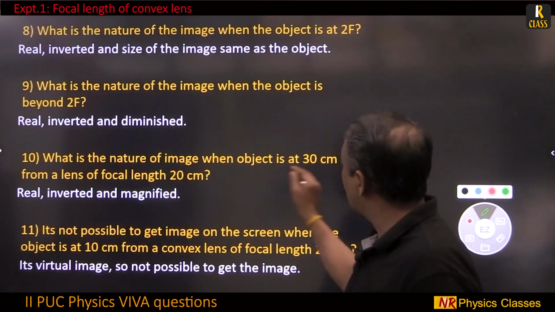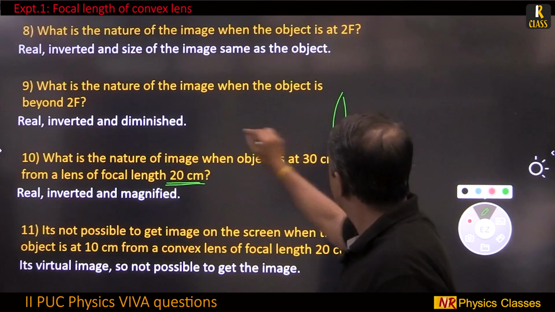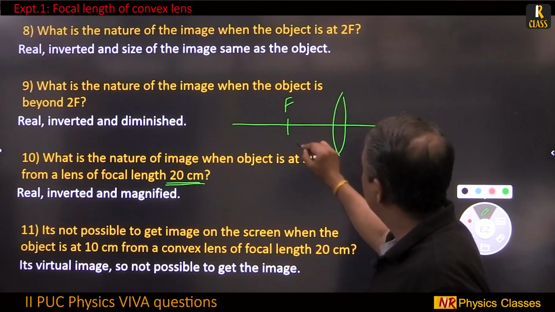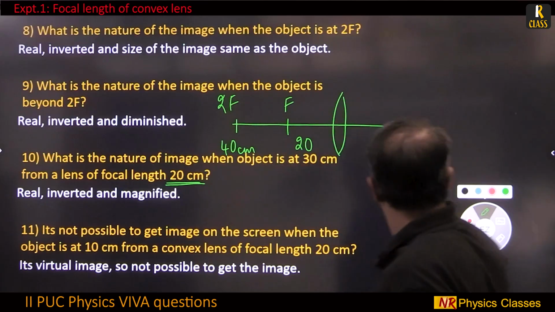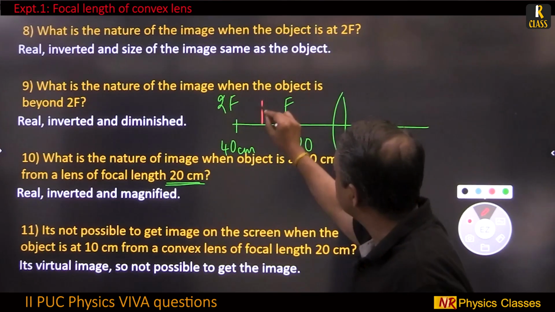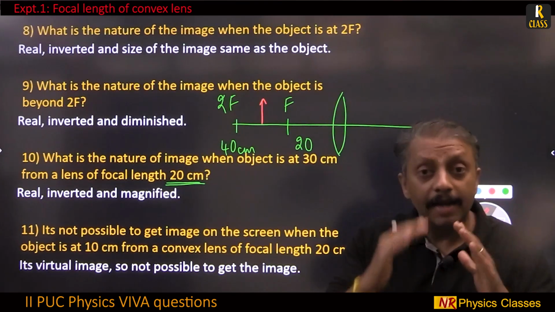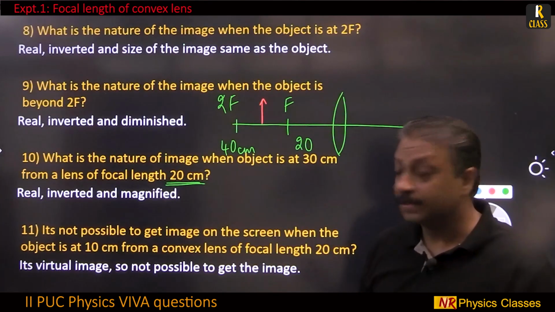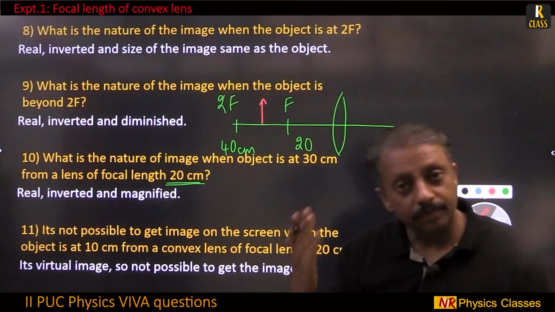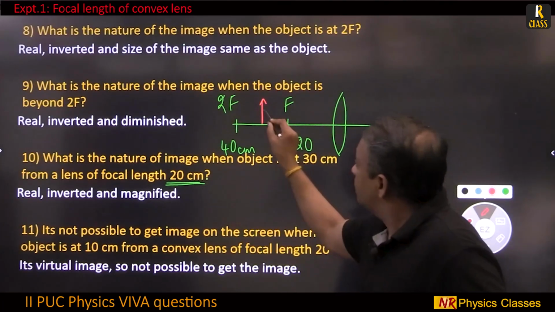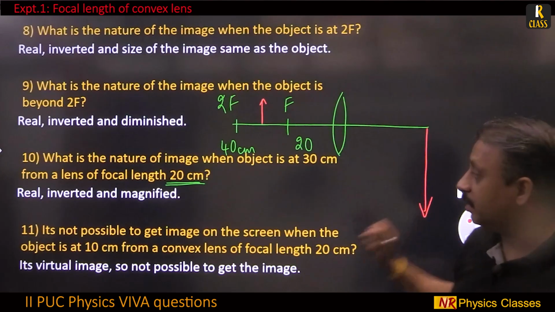What is the nature of image when object is at 30 centimeter from a lens of focal length 20 centimeter? Lens, focal length f is 20 centimeter. This is 2f at 40 centimeter. Object is at 30 centimeter means object is here. If such questions are asked, don't panic. Take some time, think and then try to give answer. Examiner will wait, since it's a good question. If this is the object between f and 2f, we get magnified, real and inverted.